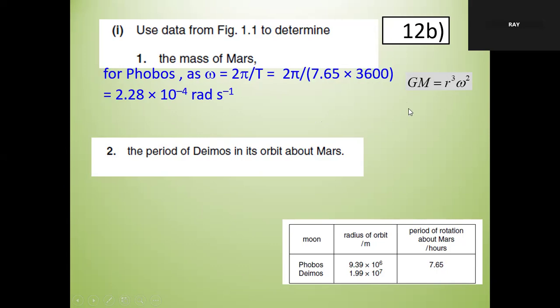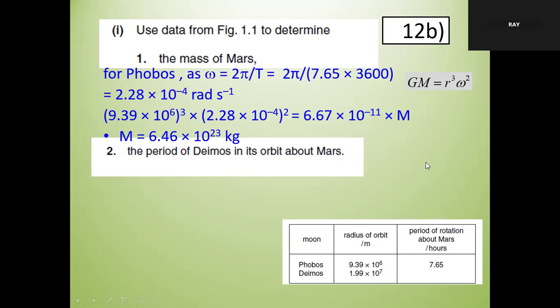G we can get from the data sheet. That's your G, that's your M. r cubed, r cubed from here. Cube there. Omega squared, omega we have calculated. And from there we can calculate our M. Anything that's not clear? Okay, yeah, I get it.